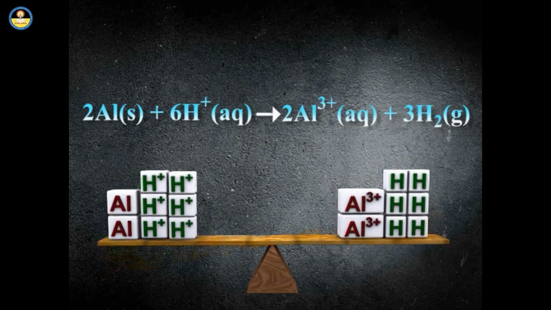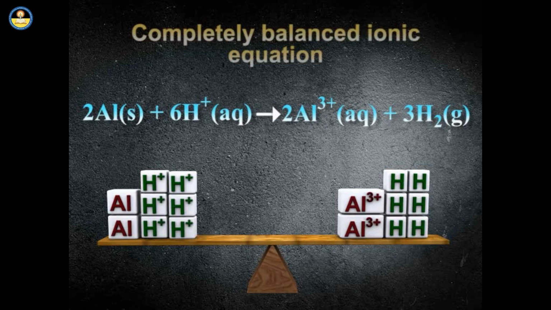Again, balance the aluminium atoms by putting 2 before Al in solid state and 3 before H₂. 2Al(s) reacts with 6H⁺(aq) to give 2Al³⁺(aq) and 3H₂(g). This equation is completely balanced both with respect to its number of atoms and the number of charges, and thus can be called a completely balanced ionic equation.